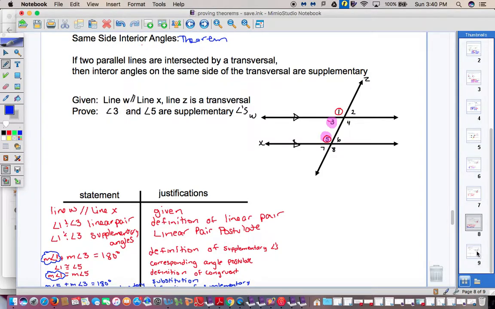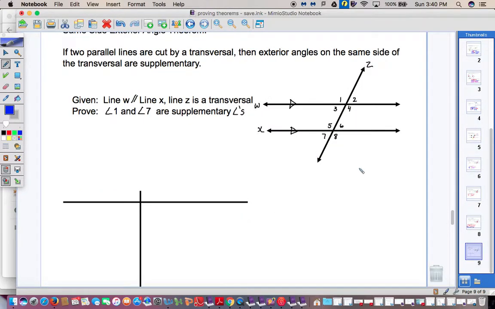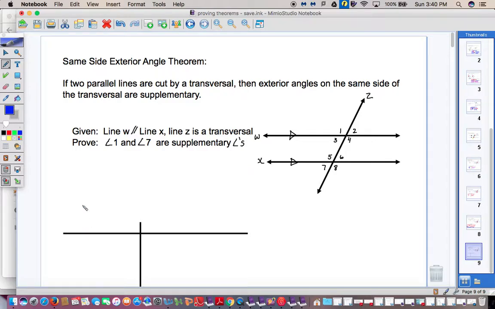Okay, and the last theorem that we're going to prove right now is the same side exterior angle theorem, and we're using a lot of the same information that we just did. It states that if two parallel lines are cut by a transversal, then the exterior angles on the same side of the transversal are supplementary. So here we're proving that angle 1 and angle 7 are supplementary angles. So we're looking at angle 1 here and angle 7, and we're proving they're supplementary angles.